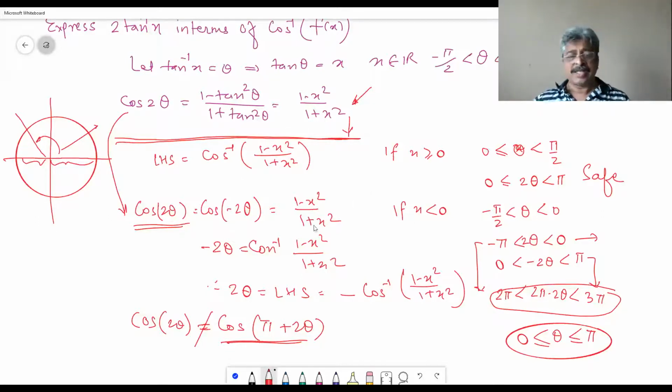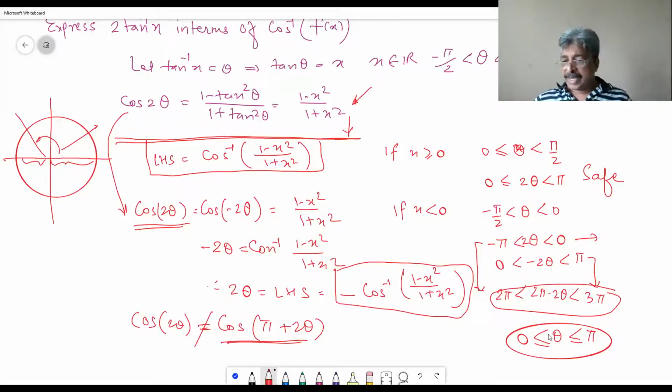Something must be going wrong. These are the only answers. There are no other answers. In one case this is the answer, and in the other case this is the answer. That's all. Because if you are bringing your angle in the range, that is fine, but the new angle that you have in the range should also have the same cos, which is cos 2 theta. That will happen only in one case, not in any other case.